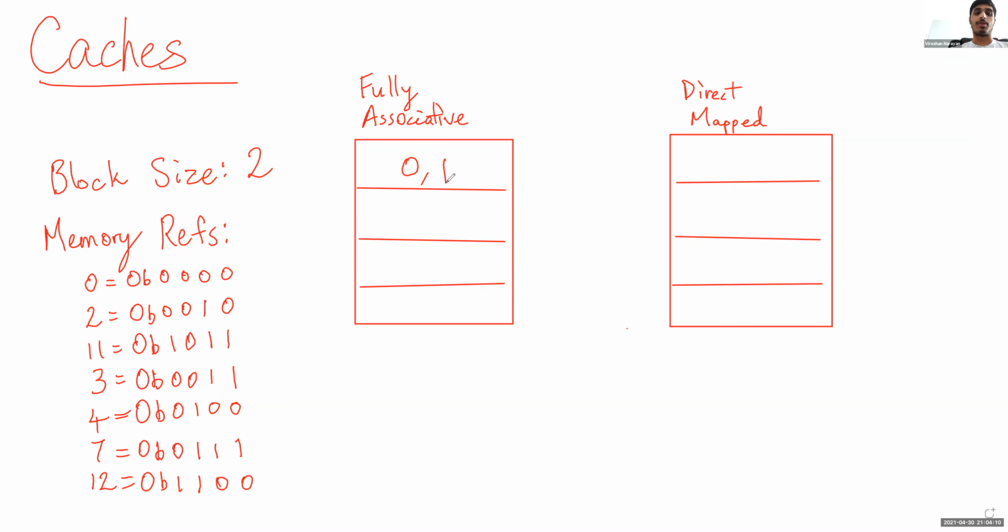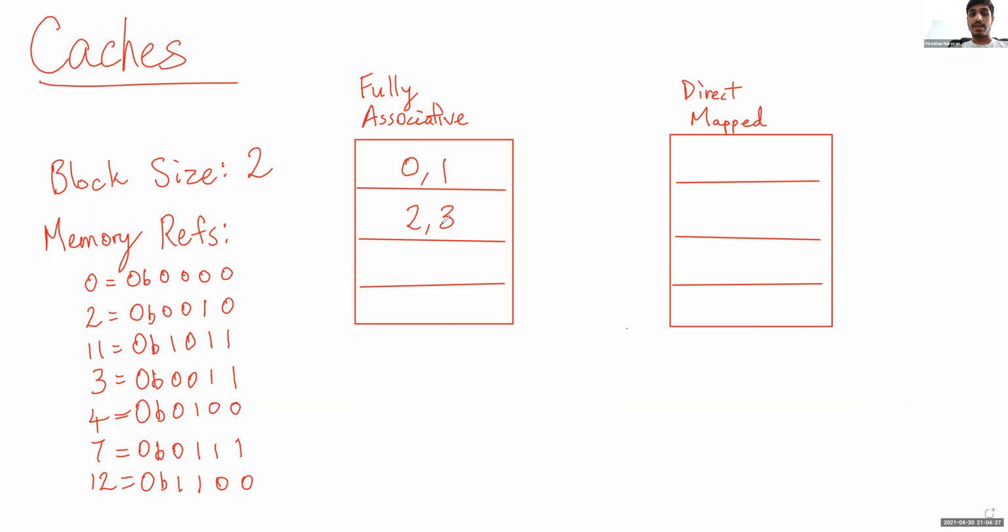Now let's access memory location 2. We're going to bring in memory locations 2 and 3 because our block size is 2 again. From these 2 memory locations that we've brought in, you can tell that it's initially an even address and then an odd address.